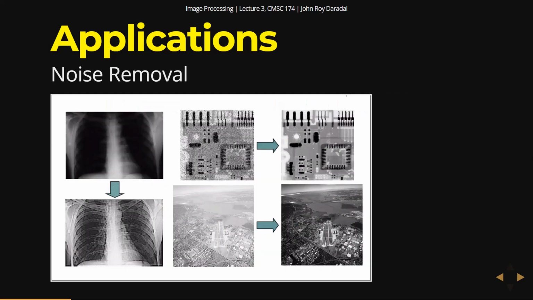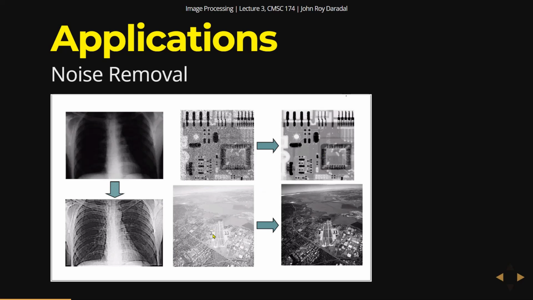You can also improve the quality of the X-ray image. For example, in the original image, it's too dark in this area to be able to see the ribs. By doing image processing, you can brighten this area, and the doctor can see the ribs more clearly. You can also use it for things like processor chips. This one has salt and pepper noise also, so if you remove the noise, then it looks better.